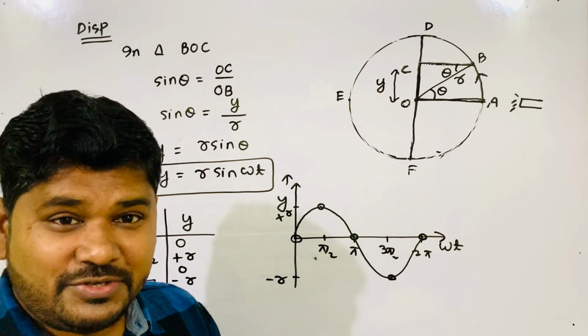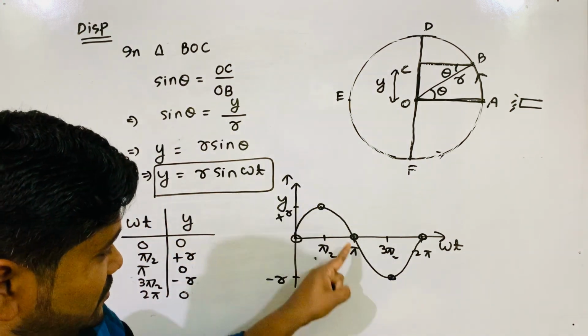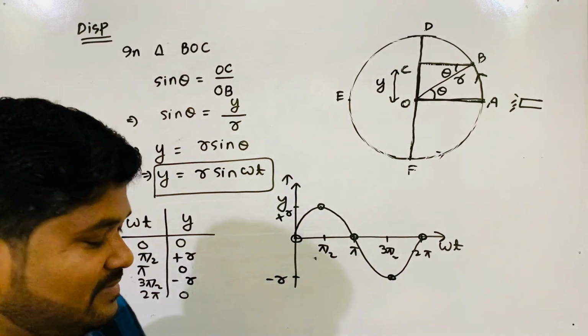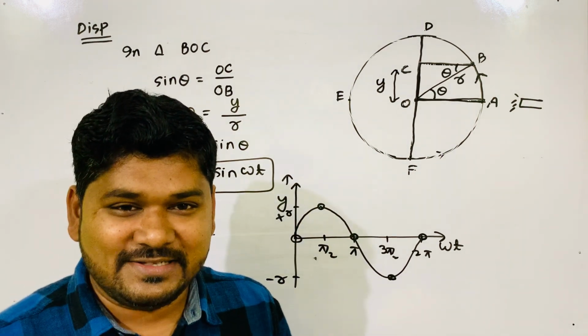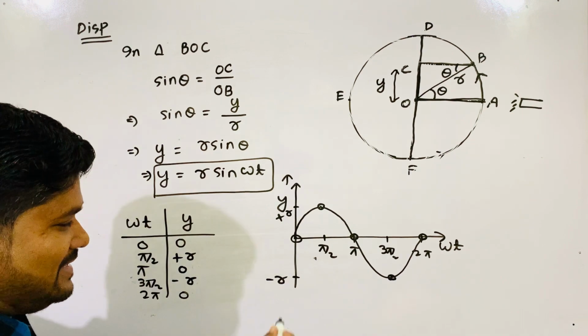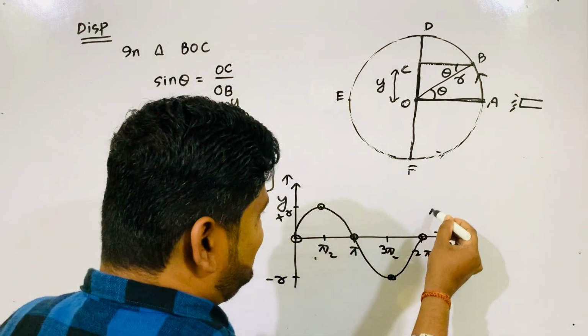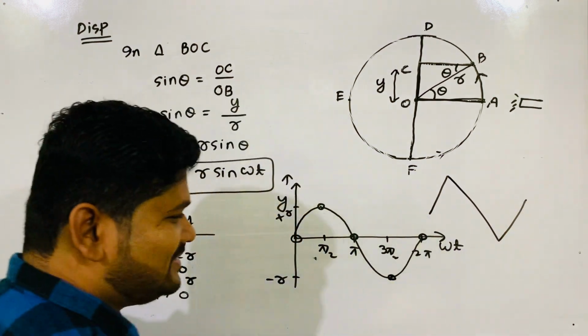Is the question coming to your mind? Sir, you chose 5 points, so you should join the points in a straight line. Is the question coming to your mind that, sir, why are you not joining them in a straight line? Means the graph should be like this?